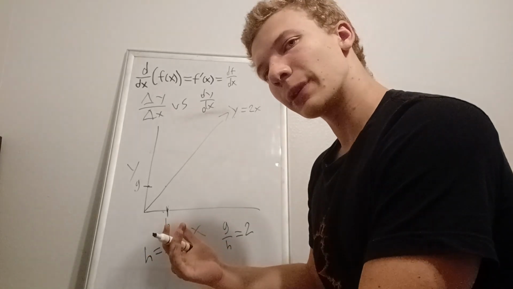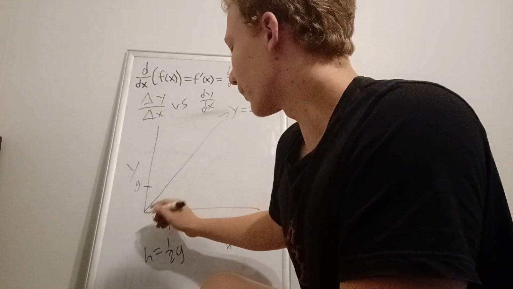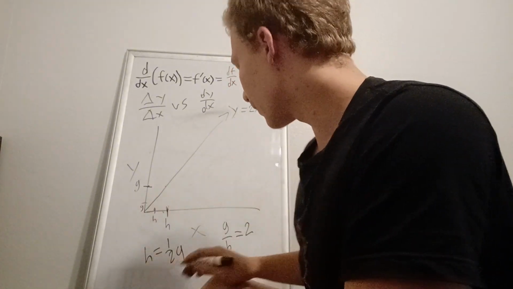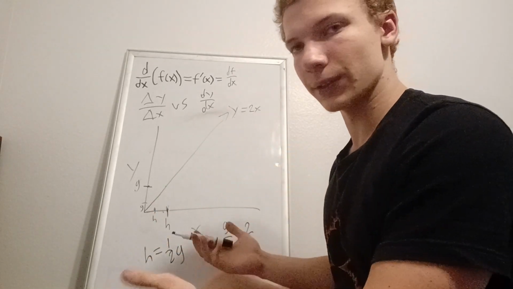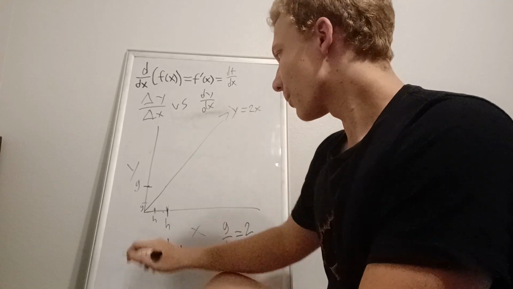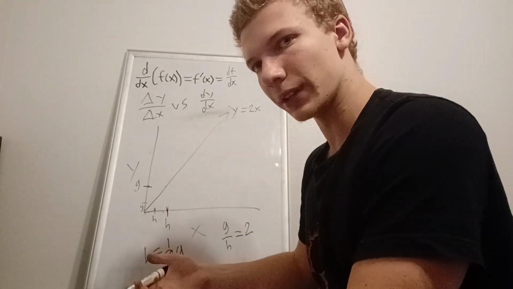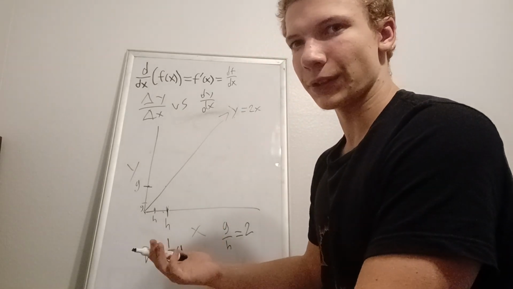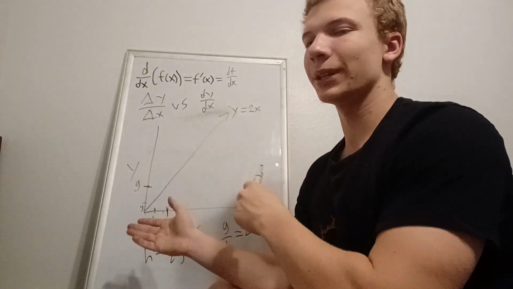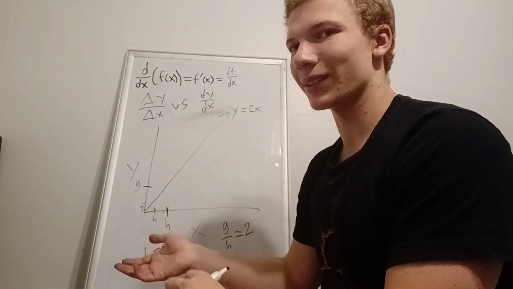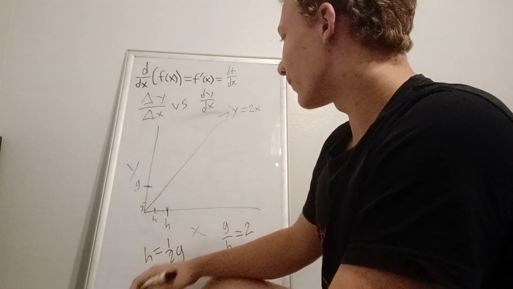But what happens when we make g and h smaller? The relationship won't change. g over h will always equal 2 because this is just a straight line and the slope is the same everywhere. But if we make h infinitely small, then its corresponding g will also have to be infinitely small. Even if you multiply it by a billion, a billion over infinity is basically the same as 1 over infinity. It's a drop in the bucket compared to infinity.